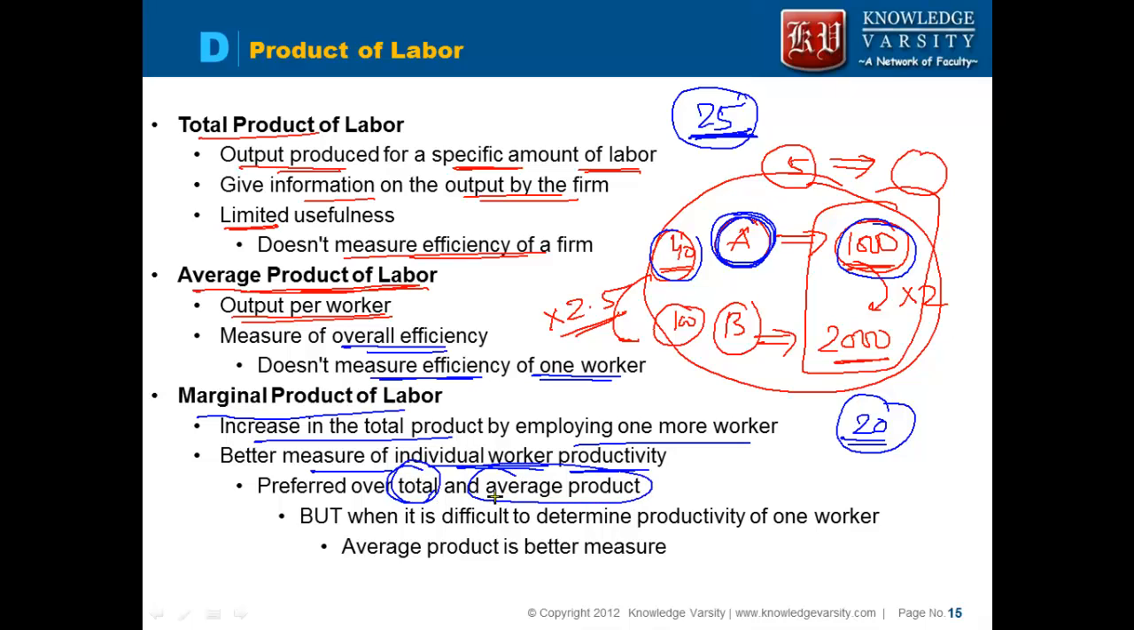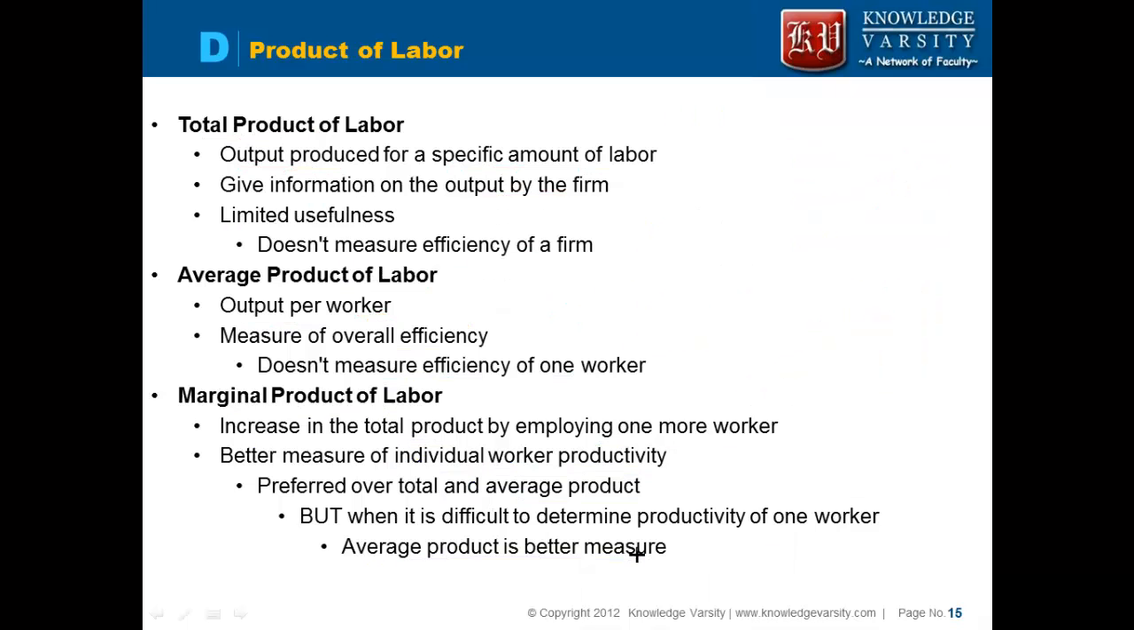However, many times it is very difficult to determine the productivity of one worker through the marginal product of labor. In that case we will use the average product. You do not know how much the productivity of one worker is. One worker may be producing more, but because of him being hired, there may be a lot of issues, so overall production is going down. In that case, we will determine the efficiency through the average product measure.